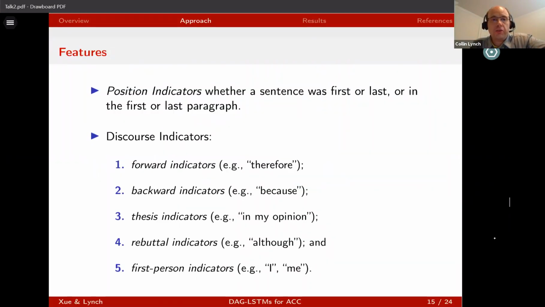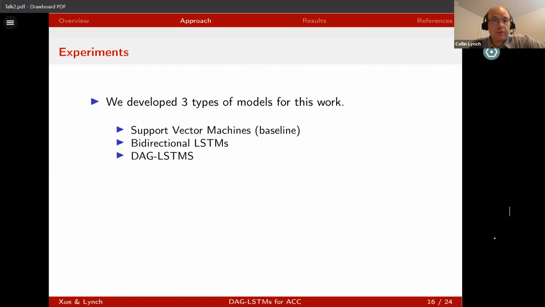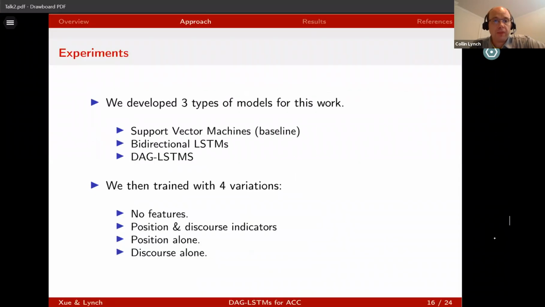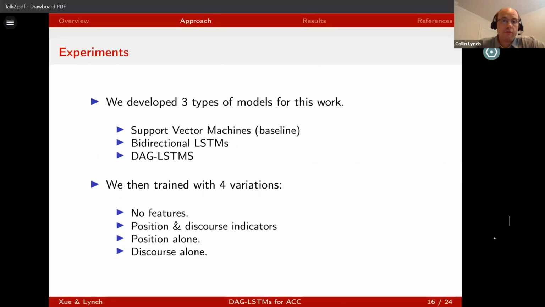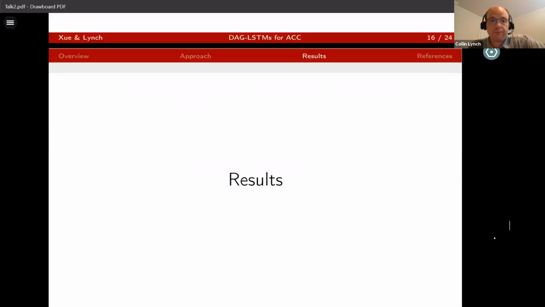Now, the features we use in our data set are position indicators, indicating whether a sentence is first or last in the paragraph, or in the first or last paragraph, and discourse indicators: forward indicators like "therefore," "because," which point to prior statements, thesis indicators, rebuttals, and so on. These are the 5 types. These constitute the features that we incorporated into our models. We developed 3 types of models for this work: support vector machines, bidirectional standard LSTMs, and DAG LSTMs. And we then trained 4 variations: no features, position and discourse features, position alone, or discourse alone.